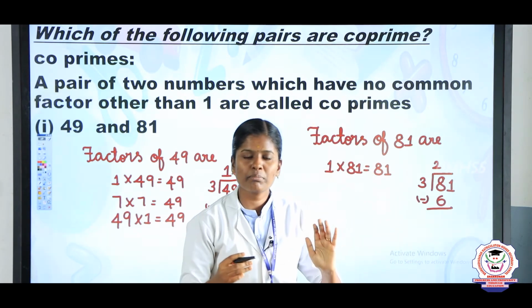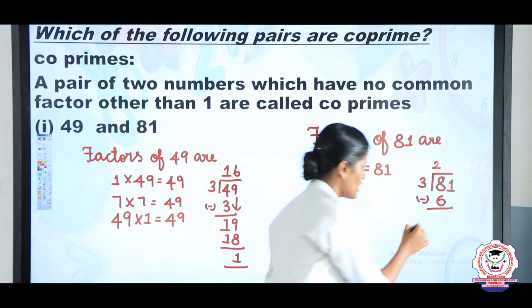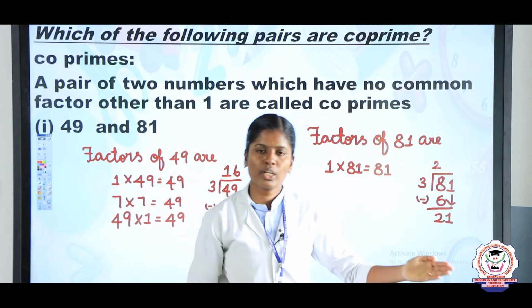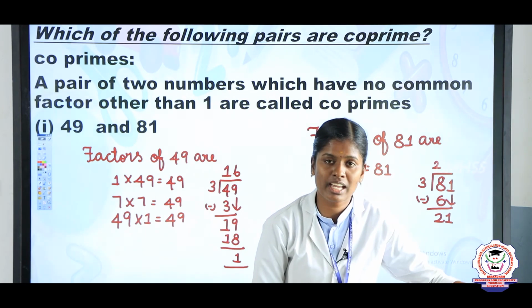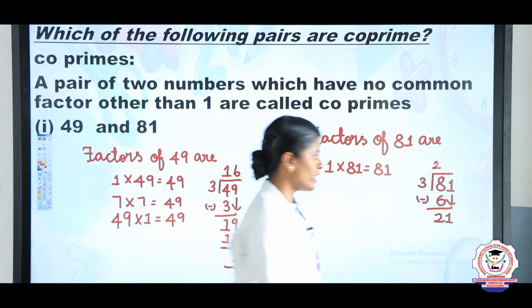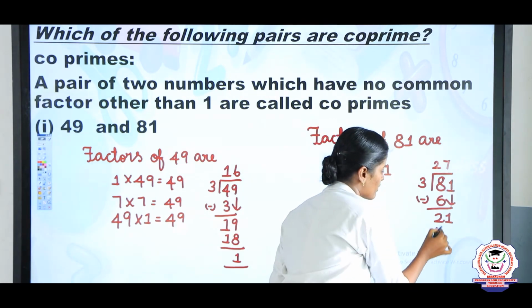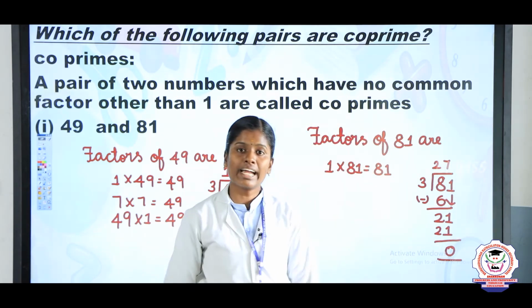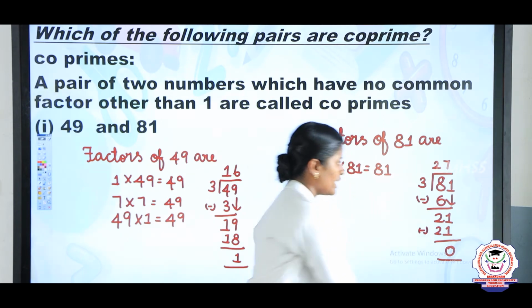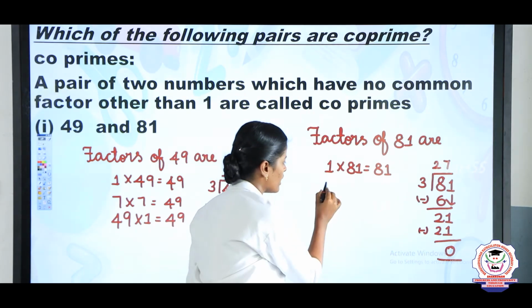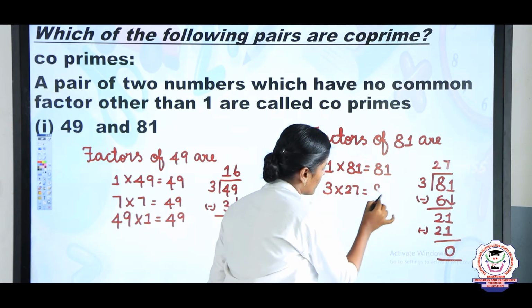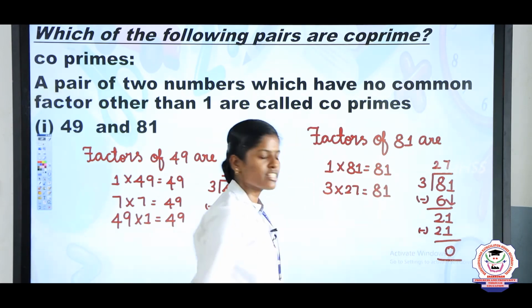What is the answer? 8 minus 6 is 2. Then we will bring down 1. Now does the 3 table have 21? Yes. How many times? 7 threes are 21. So write here 7 threes are 21. Now 21 minus 21, the answer is 0. Take 3 twenty-sevens are 81. Next take the 4 table.